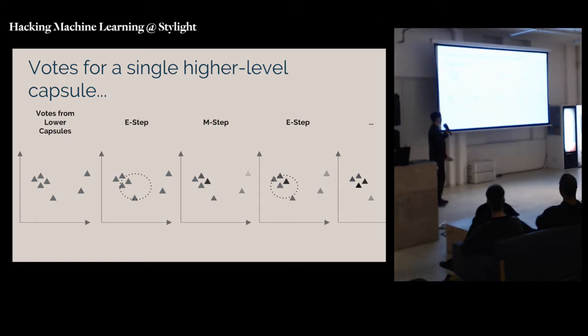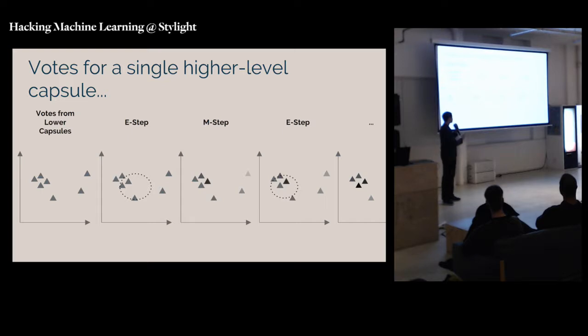Okay, so all these triangles here would be votes coming to a higher level capsule. And this would represent just 2 dimensions of the votes coming in. In an E step, we assume that they should be distributed in some sort of Gaussian. That means that when we consider all capsule types at once, all the votes are distributed in a mixture of Gaussians. But we'll stick to looking at a single capsule. So in the E step, we try to estimate the mean and the variance of this Gaussian.